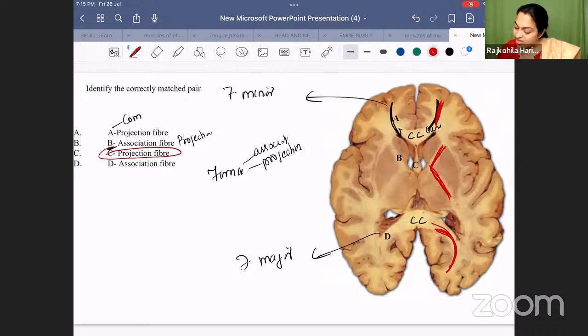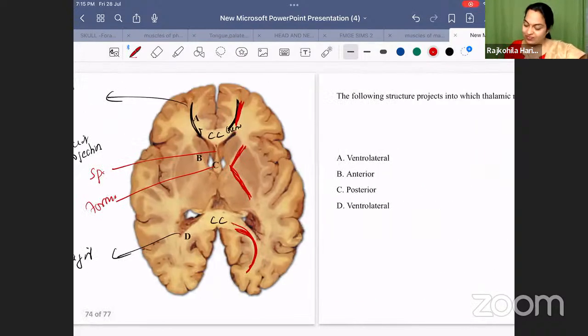Yes, so this is the corpus callosum. This is the fornix. Okay. You have the septum pellucidum, right? The septum pellucidum that separates the lateral ventricles of both the sides. So this septum pellucidum above is attached to the undersurface of corpus callosum and below to the fornix, right?